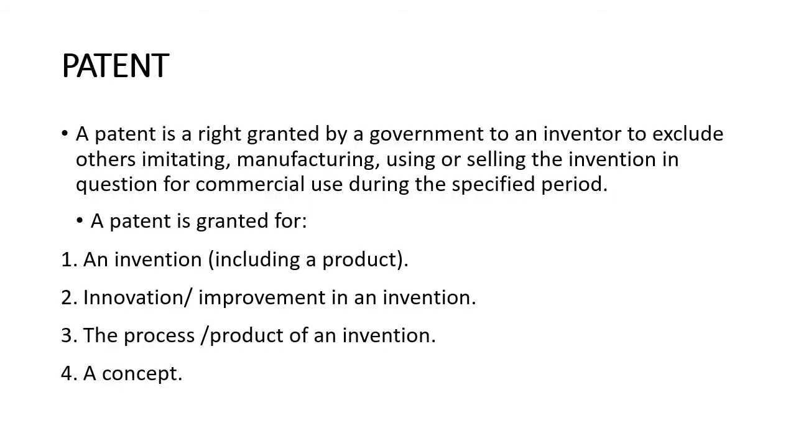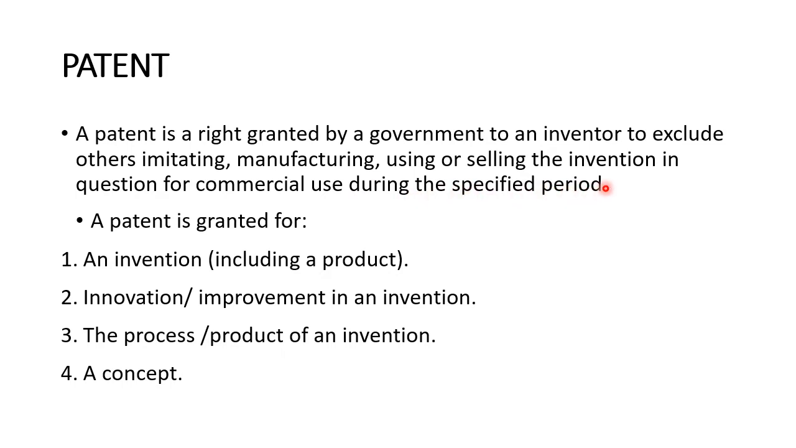The protection of intellectual property may take several forms depending mainly on the type of intellectual property and the type of protection sought. So, the first intellectual property is the patent. A patent is a right granted by a government to an inventor to exclude others from imitating, manufacturing, using or selling the invention in question for commercial use during a specified period.